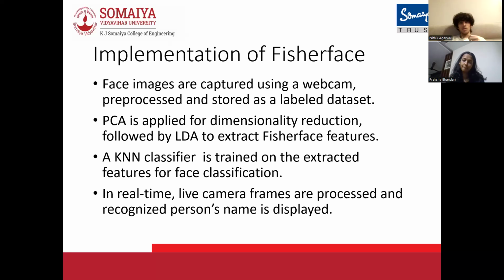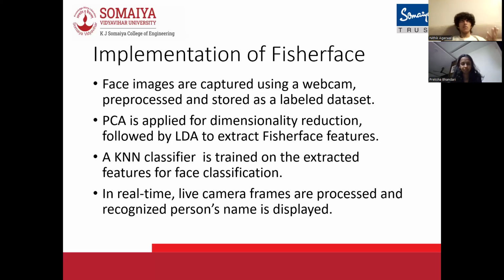Moving on to the implementation of one of our topics from the four research papers, we implemented Fisherface because it included PCA and LDA both. So basically, how we started was we didn't use any database like Yale. We created our own dataset by using the webcam of our laptop. First we took the pictures, pre-processed them, and stored them as a labeled dataset.